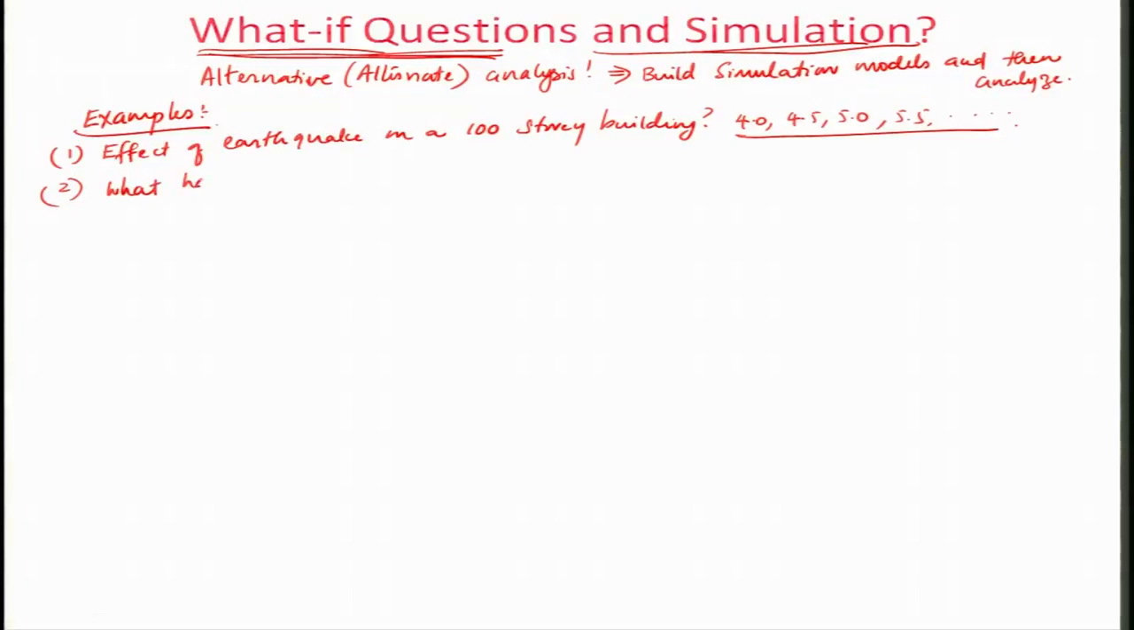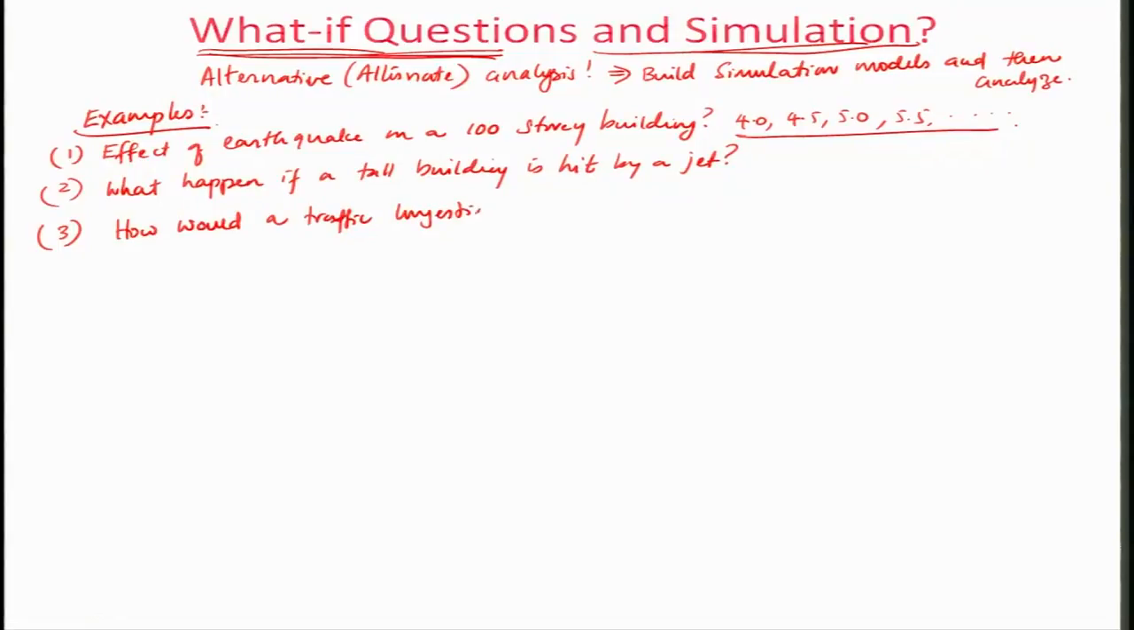What happens if a tall building is hit by a jet? Like for example, what happened in the World Trade Center? What happens if a big building is hit by a jet? What will be the outcome of it? Then another example is, how would traffic congestion impact emergency vehicles? If there is huge traffic congestion, how would it impact the movement of the emergency vehicles?